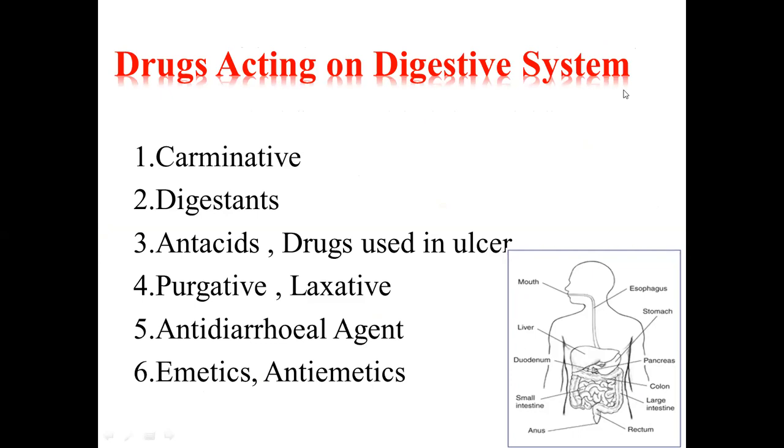I think you have already heard these terms: carminative, purgative, laxative, emetic, antiemetic, antacids. Antacids are covered in pharmaceutical chemistry first, and carminatives, emetics, and laxatives you have already heard in pharmacognosy, right? Yes, ma'am. Okay, so let's start with the first chapter in drugs acting on the digestive system, which is carminative.